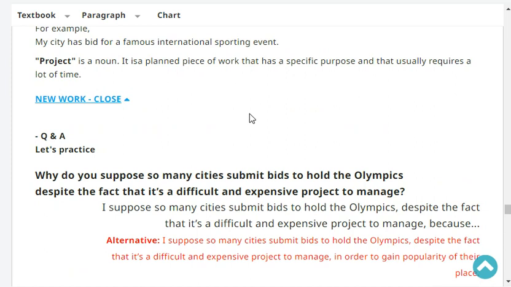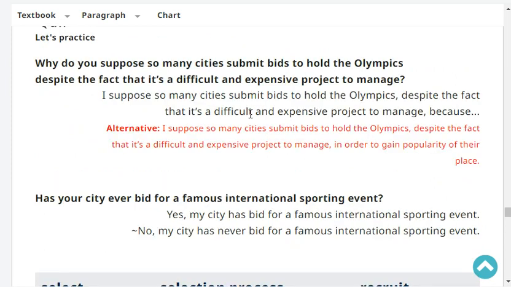Let's practice. Why do you suppose so many cities submit bids to hold the Olympics despite the fact that it's a difficult and expensive project to manage?